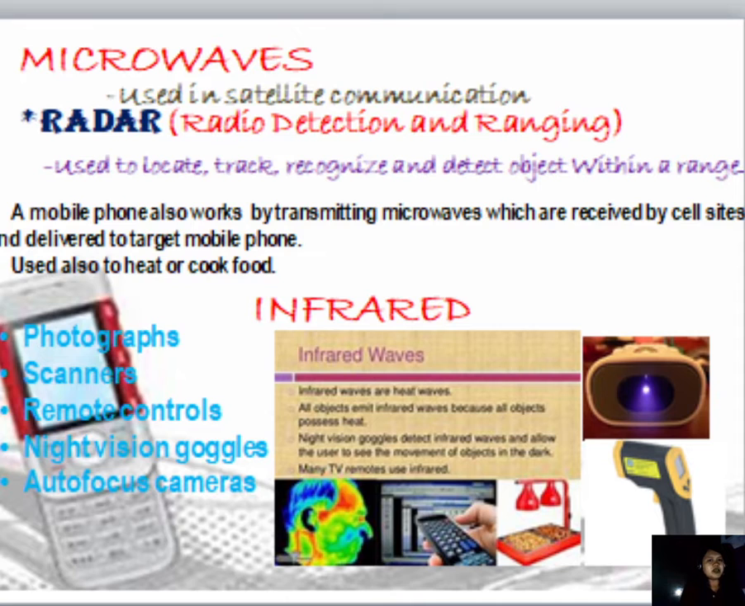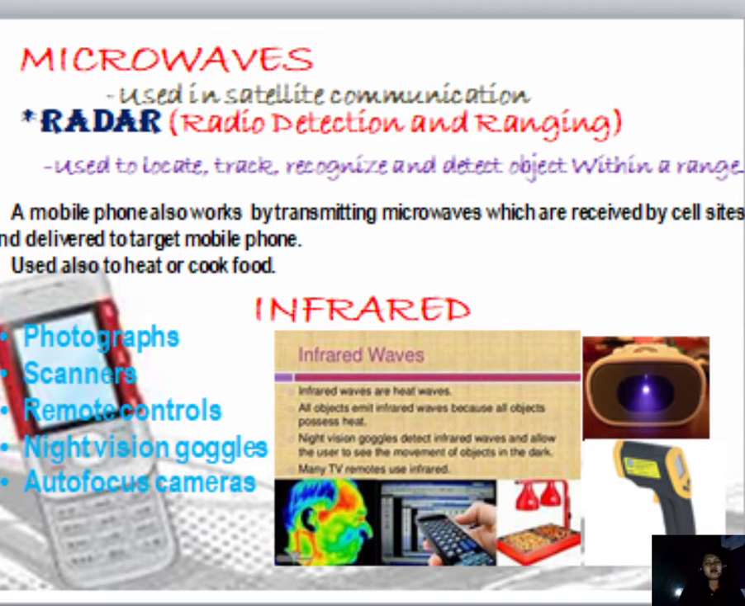Wherein yung Globe and Smart sila yung nagko-collect ng microwaves. Isa sa mga nagko-collect para ma-transmit sa different types ng phones. And of course, yung alam nating lahat, the microwaves are also used to heat or cook food.